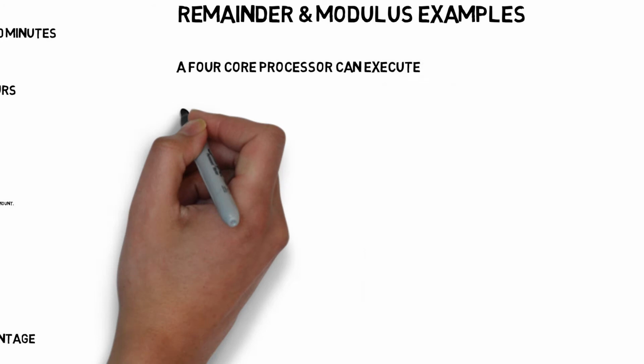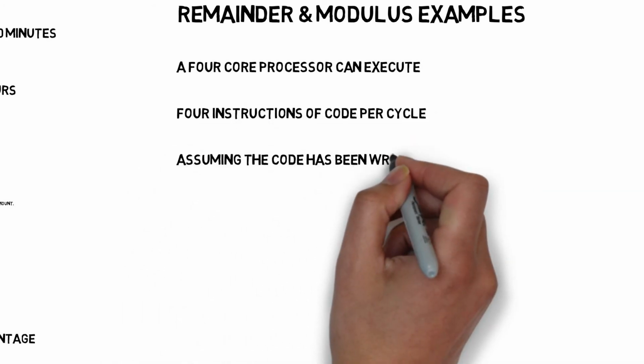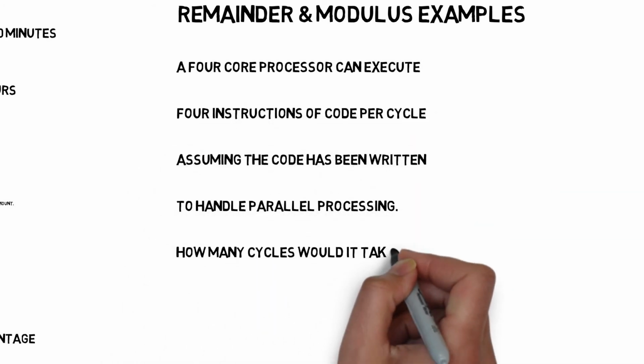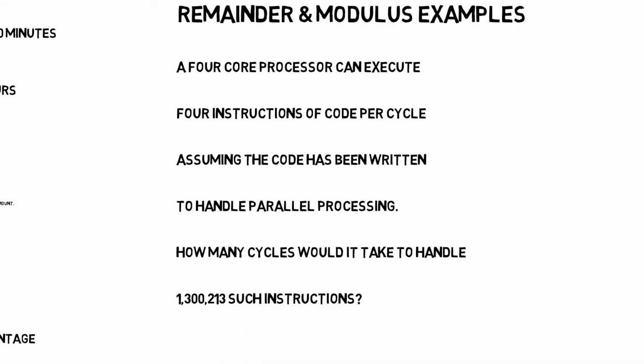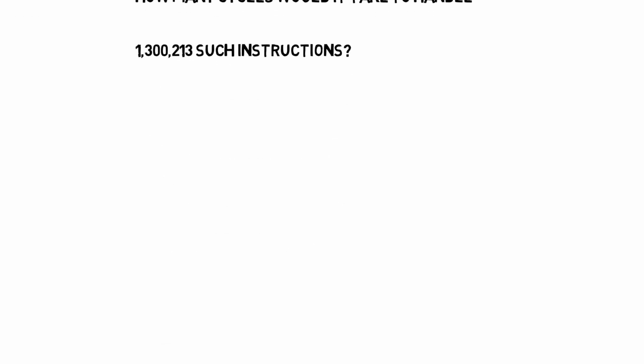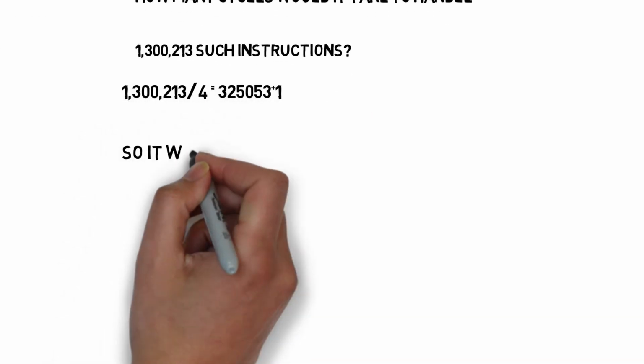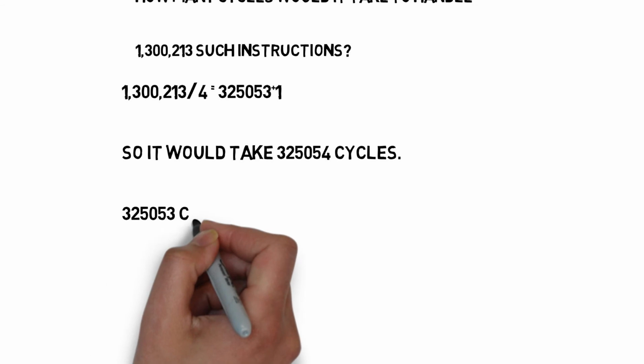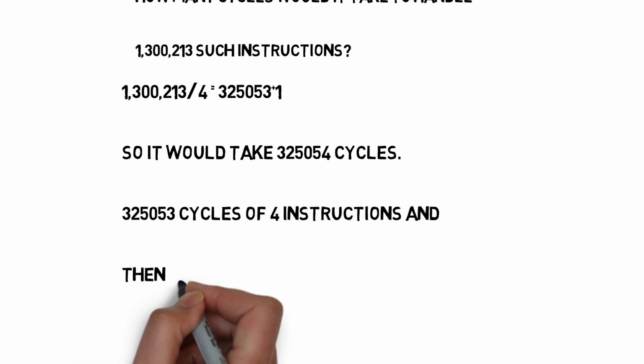A 4-core processor can execute 4 instructions of code per cycle. Assuming the code has been written to handle parallel processing, how many cycles would it take to handle 1,300,213 such instructions? It would take 325,053 cycles of 4 instructions and then a final cycle for the last instruction.